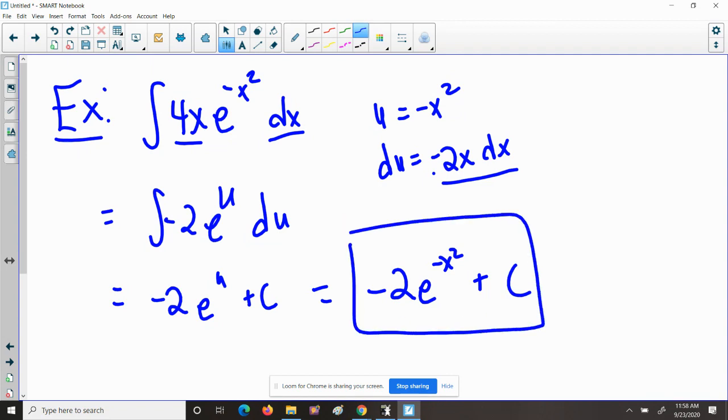And notice you could quickly take that derivative if you wanted to. Negative 2 times e to the negative x squared times derivative of what's up top, negative 2x. That would give you positive 4x e to the negative x squared. So notice that you could quickly check, does this work to give me that original function I was taking the integral of? And yes, it does.